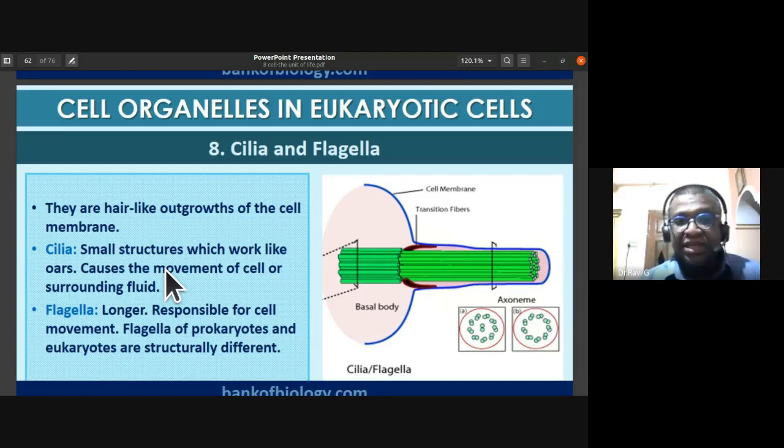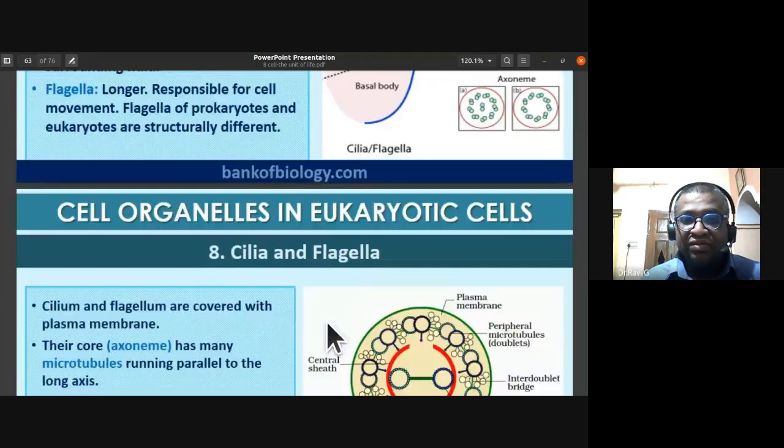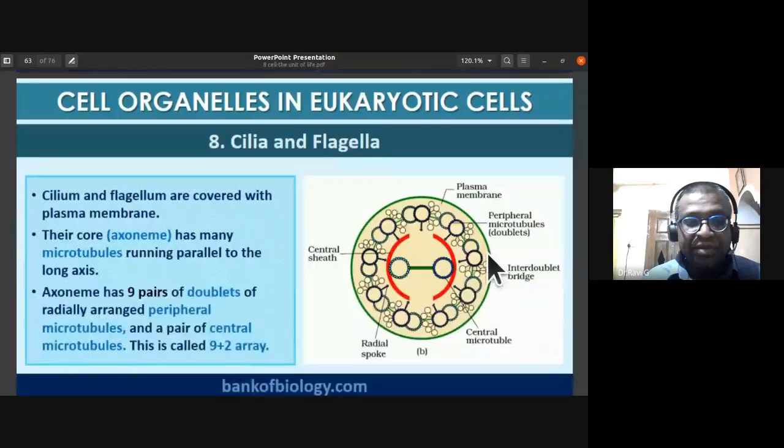Flagella are longer than cilia. They are responsible for cell movement. The flagella of prokaryotes and eukaryotes are structurally different. So they are hair-like outgrowths. When you take a section of this flagellum, the cilium and flagellum are covered with plasma membrane. Within this plasma membrane, the core is called the axoneme. It has many microtubules running parallel to the long axis.